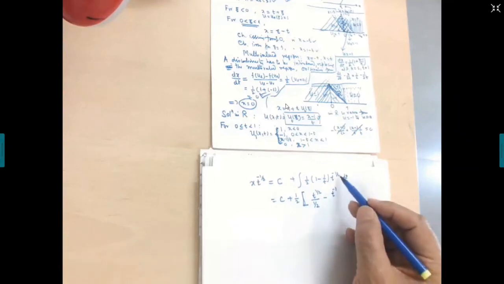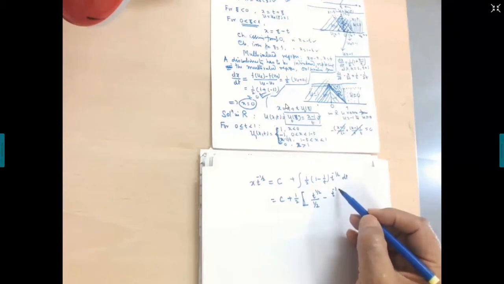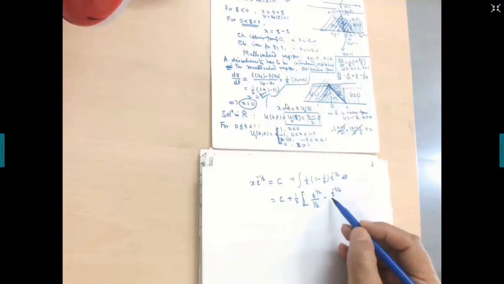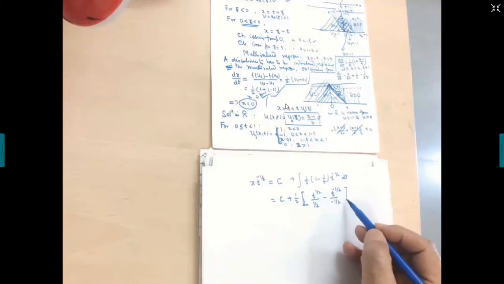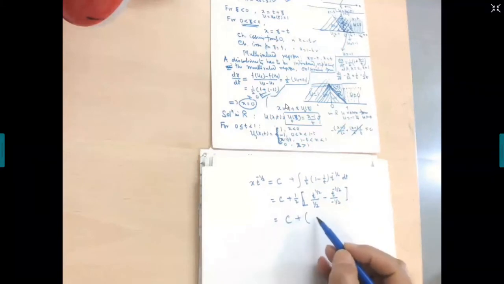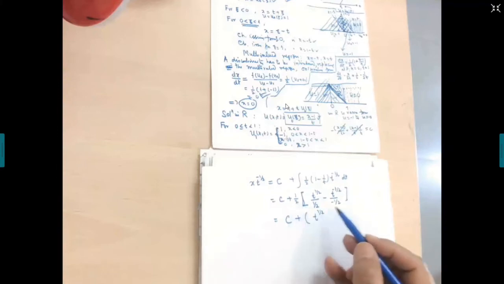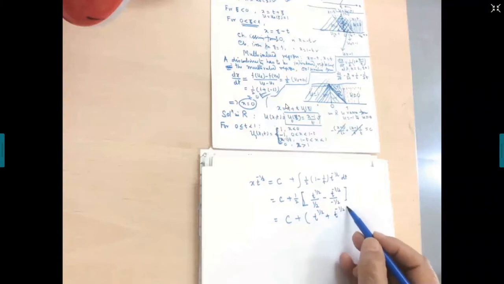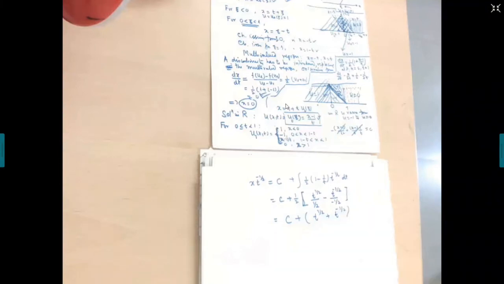This is minus 3 by 2, am I right? So minus 3 by 2 plus 1 means minus half. Minus half divided by minus half, minus minus half, so it will become plus over there. Very good. So it is your c plus t to the power half, and because this half gets cancelled, you get t to the power minus half. Please check, is it correct? Yes, sir.